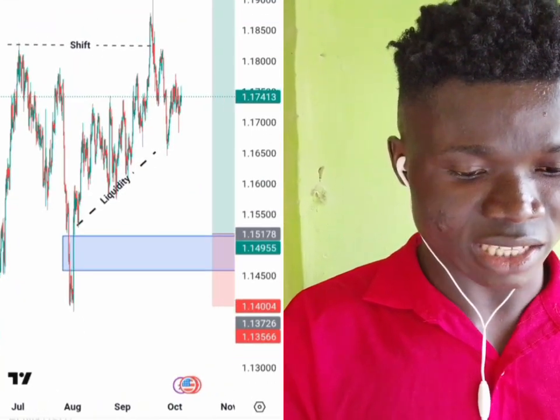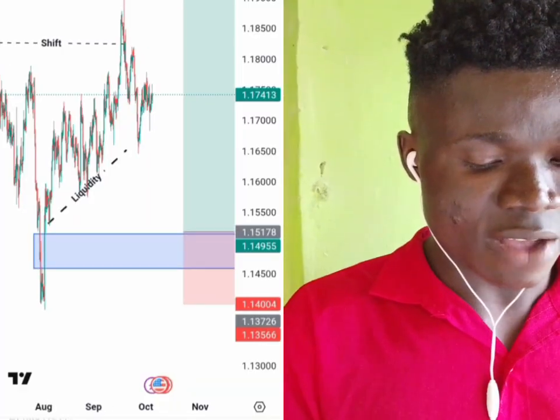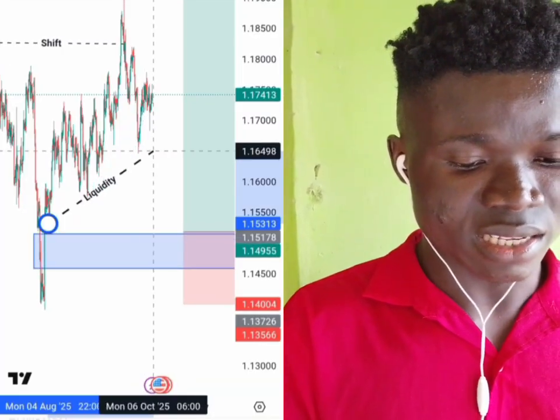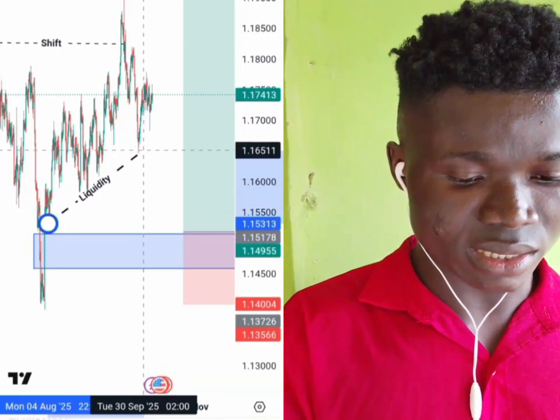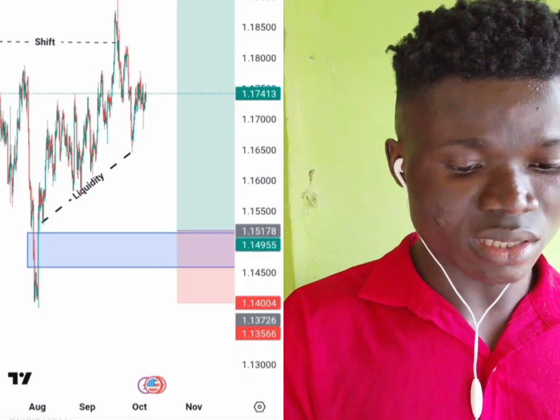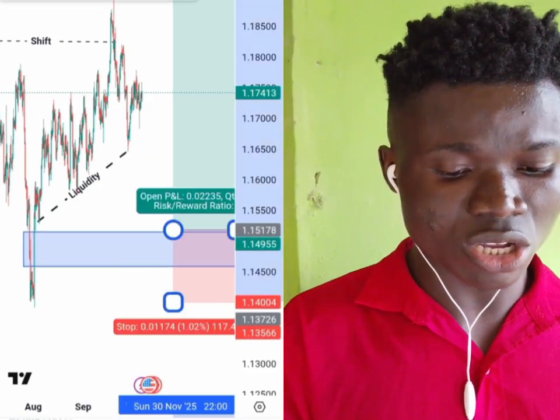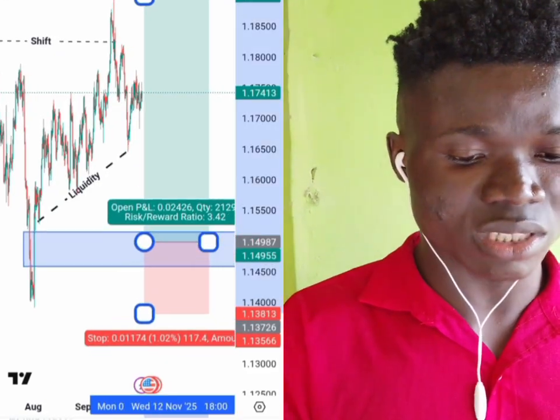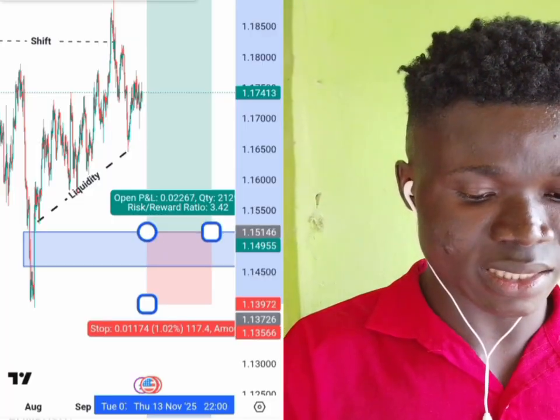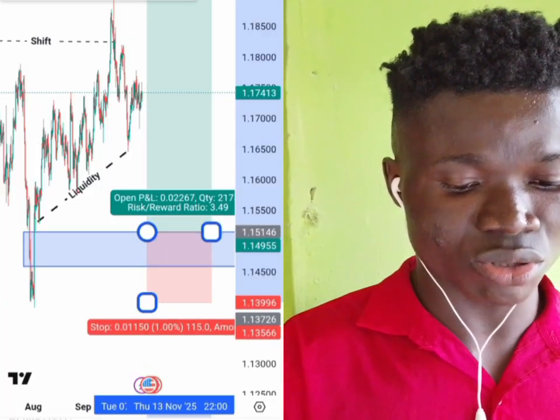So EURUSD has shifted structure. Then after shifting structure, the next thing again is the liquidity. This is the liquidity. This is the liquidity. So we're expecting EURUSD to fall down to this our POI. Then we'll be expecting a bullish run on EURUSD.